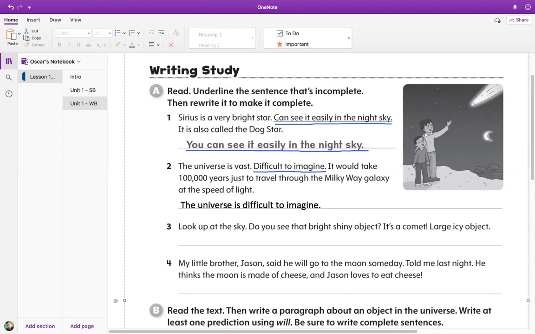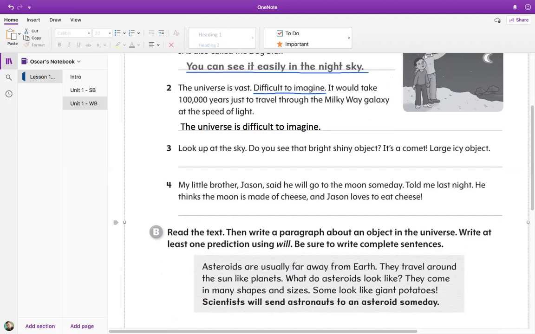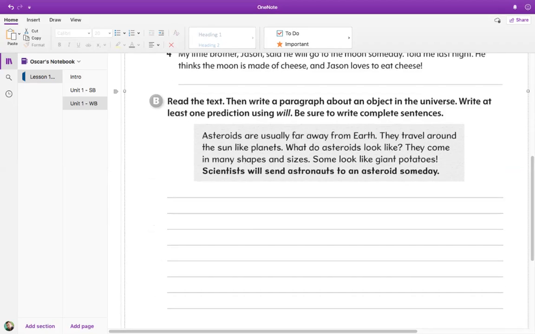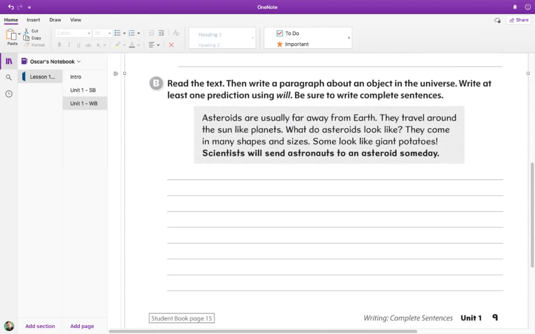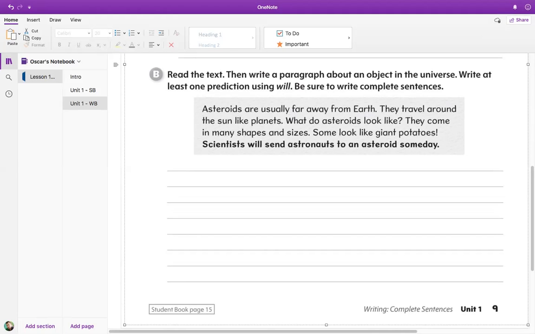Okay, as a task, I will post this page in the classroom so you can complete numbers 3 and 4. You will have to do the same. And also, I want you to complete exercise B. For this exercise, you have to read the text, then write a paragraph about an object in the universe. I know that with your English teacher you have been studying the universe, so you can talk about objects like meteorites or stars, whatever you have learned and you want to talk about.